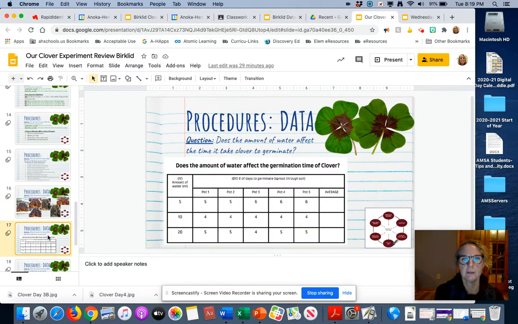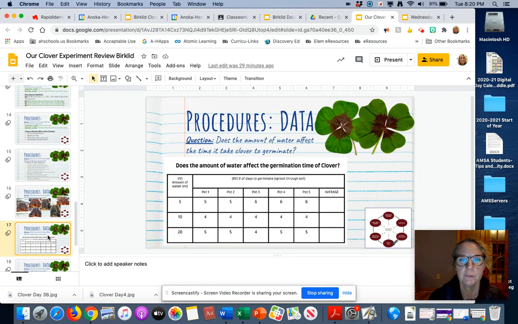So this was the data that I collected. You can see that with 5 milliliters, pot 1 took 5 days to germinate, pot 2 took 5 days, pot 3 took 6 days, pot 4 took 6 days, and pot 5 took 6 days. With 10 milliliters of water, all 5 pots germinated on day 4. And with 20 milliliters of water, most of them were day 5 and 1 was day 4.